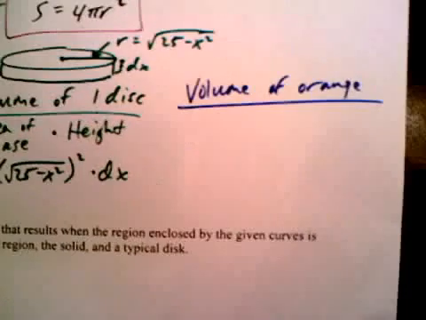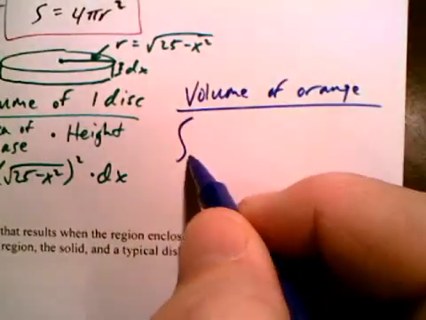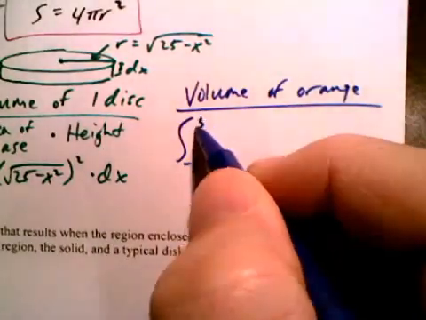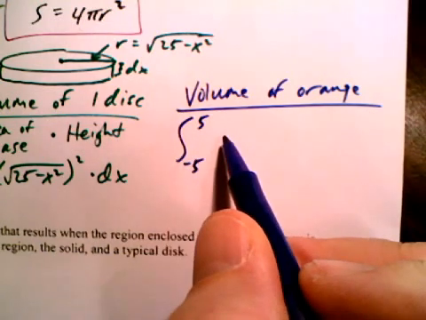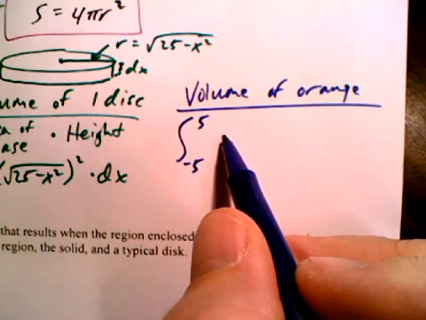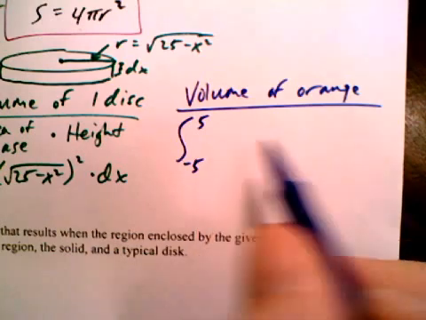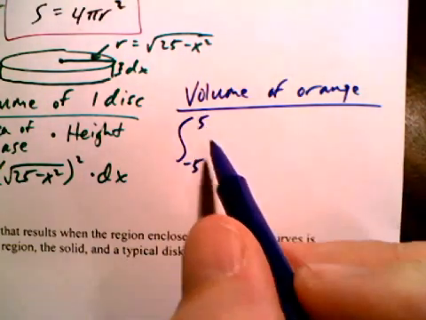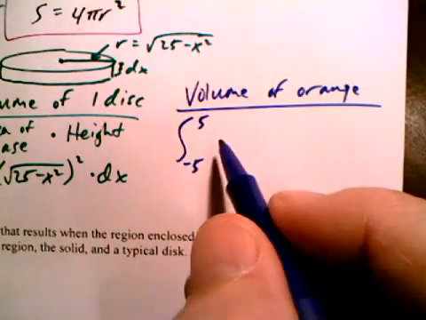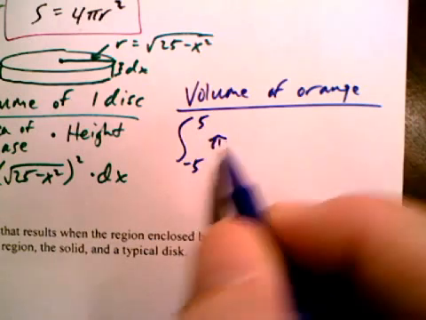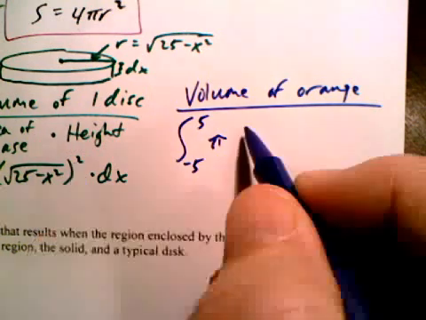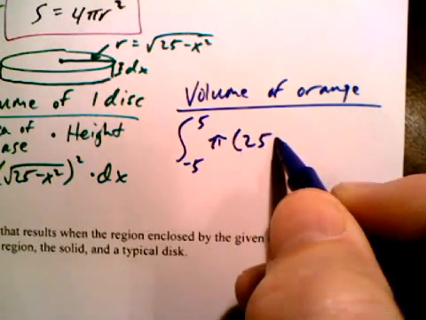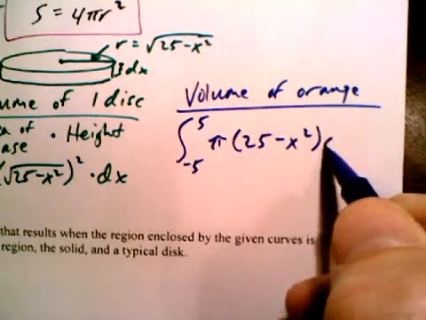So the volume of the orange would be the integral from -5 all the way to 5, and we're going to find the integral of the volume of one disk. We're going to integrate from -5 to 5. So the volume of one disk is pi times, and we can take this radical, the square root of 25 minus x squared, to the second power, which is just 25 minus x squared, dx.